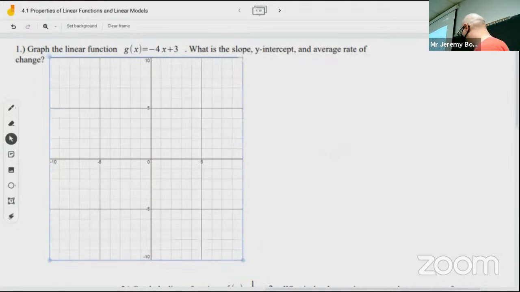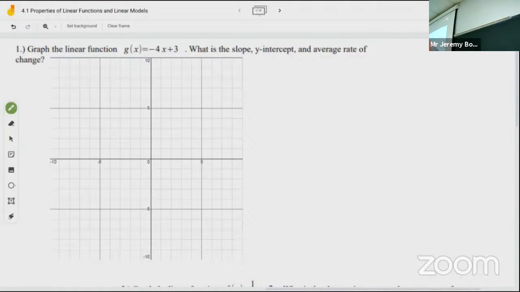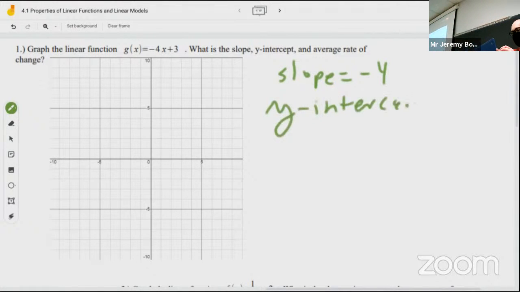All right, so here we got g of x, which is equal to negative 4x plus 3. They want to know what is the slope, what is the y-intercept, and what is the average rate of change. Let's start with slope. Is what? -4, right? All right, m is -4, so our slope is going to be -4. What is the y-intercept? It's 3, so that's b. So y-intercept is going to be, let's say, 0, comma 3.